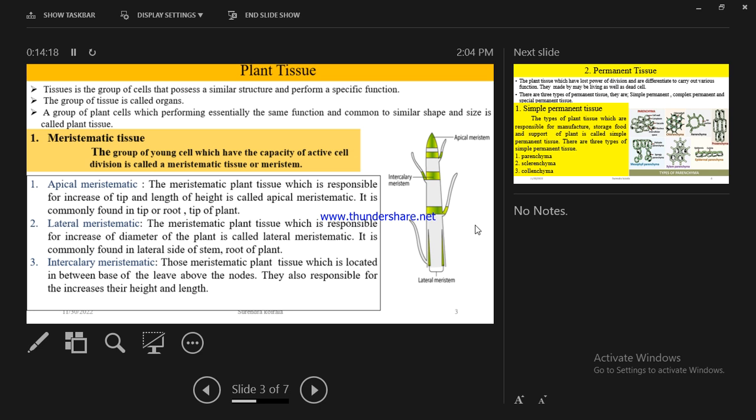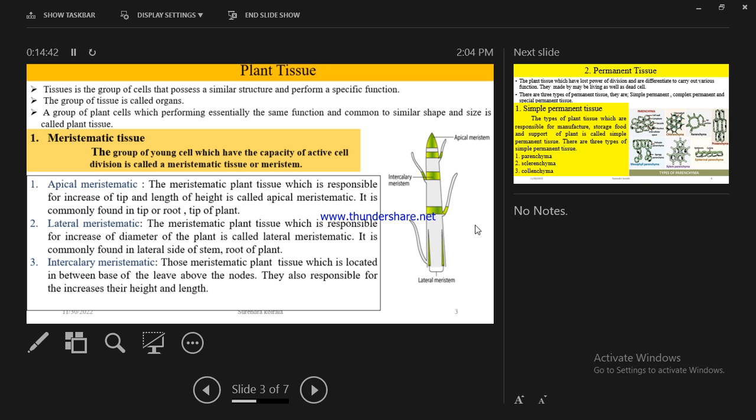A group of tissues is called an organ. A group of plant cells performing essentially the same functions, with common, similar shape and size, is called plant tissue. Plant tissues are those kinds of tissues which have the same structures and the same functions.